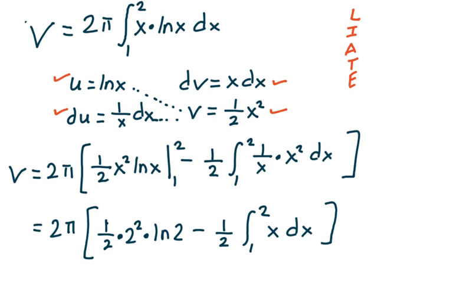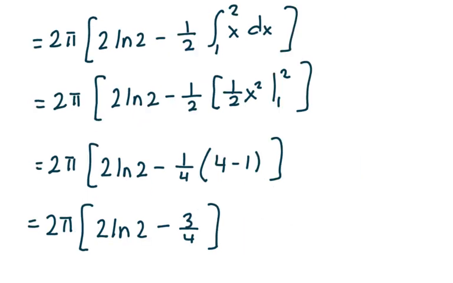1 over x times x squared is just x. And we're going to go to the next line here. If I replace x with 2, I get the following. We still have our 2 pi times the quantity 1/2 times 2 squared times natural log of 2. And then remember, natural log of 1 is 0, so basically I subtract 0. And then I go minus 1/2 the integral from 1 to 2 of x dx.